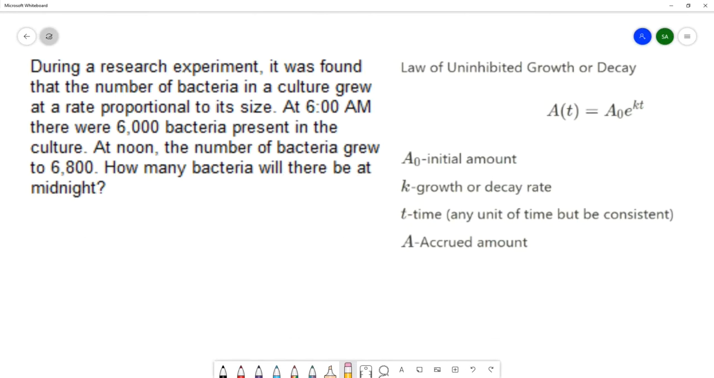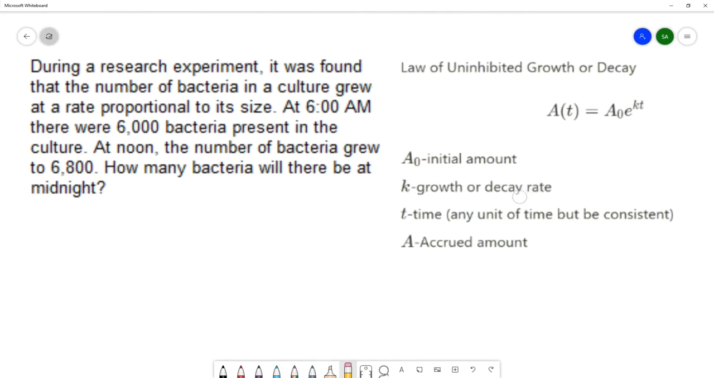So this problem is using exponential growth and decay modeling. And it's going to follow this pattern here: A of t equals A naught e to the kt. A naught is going to be our initial amount of bacteria. K is the growth rate of that bacteria.